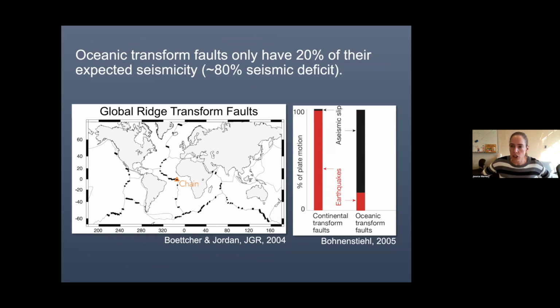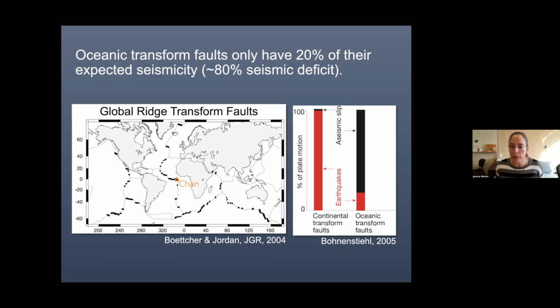So for me, one of the big motivations to study oceanic transform faults is to try to understand this observation about them globally, and that is that they only have about 20% of their expected seismicity. We know what the plate slip rate is, or the fault slip rate, and you can model what the area is and then predict how much seismicity they should have. On average, that works out to be an 80% seismic deficit.